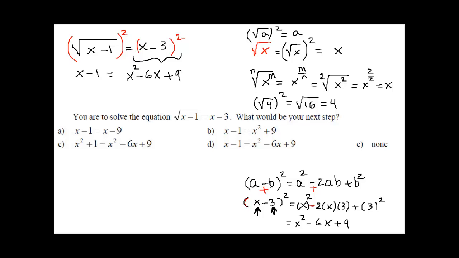So the first step is to square both sides and get it into an equation without any radical, and from here we move everything to one side of the equation and you factor and you solve for x. But in this particular example, they're just asking you what's the next step. So the next step here would be to square both sides and make it look like D. So that would be the right choice here.